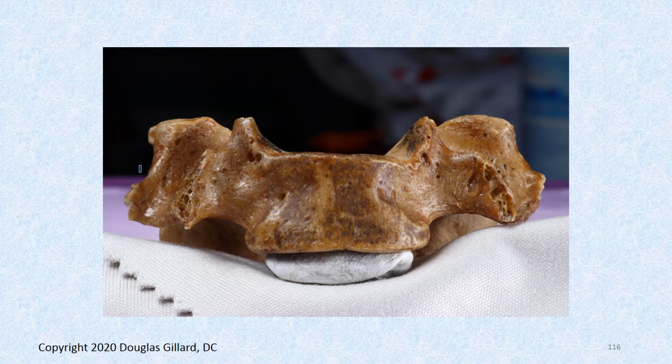Here's an older bone. You can see the uncinate processes are more rounded off. You can still see those troughs. This one's really coming forward. I mean, the nerve would be coming right down there, right?